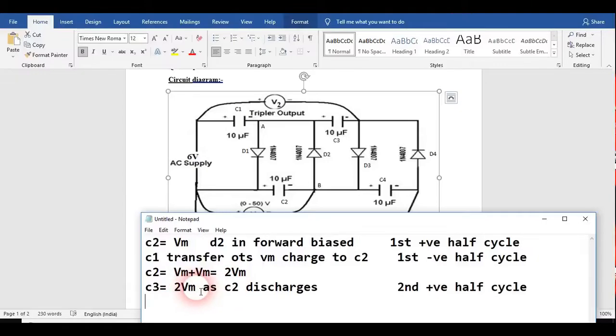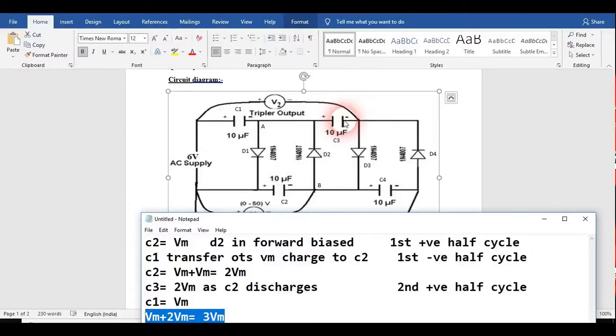So C3 has become 2 Vm; it is holding 2 Vm of charge now. When you take the output from this point to this point, we are getting the charge of C1 and C3. Currently C1 is holding Vm and C3 is holding 2 Vm. So we will get Vm from this one and 2 Vm from this one, so the net would be Vm plus 2 Vm, which is 3 Vm. Charge here means voltage. So it will give us 3 times the voltage which we are giving this circuit as input supply. So we have seen that for the second half cycle C3 is becoming twice Vm charged.